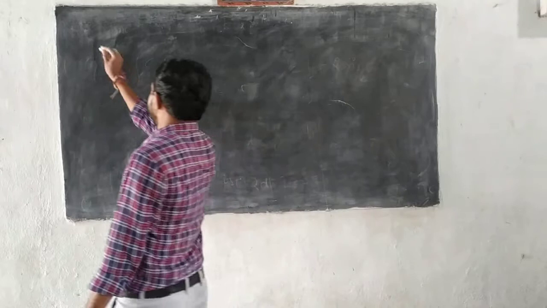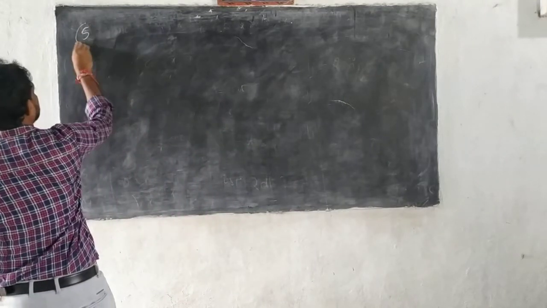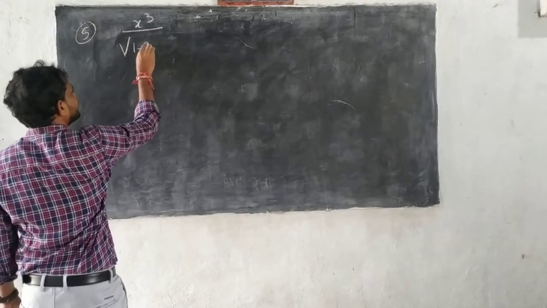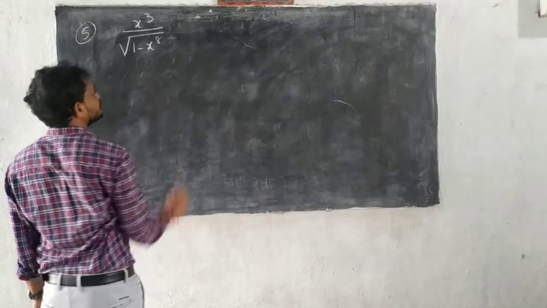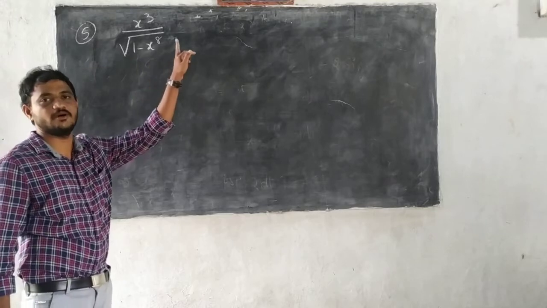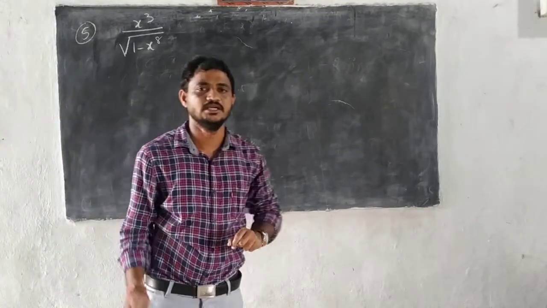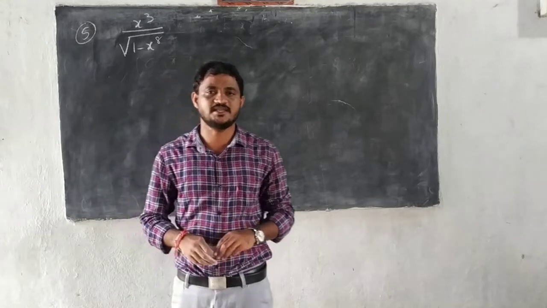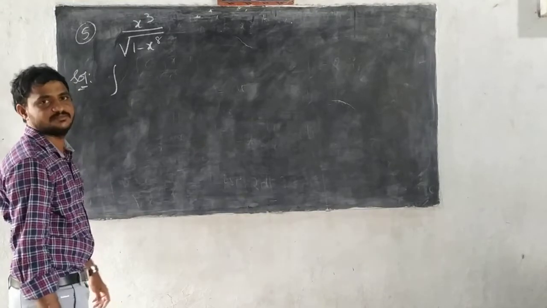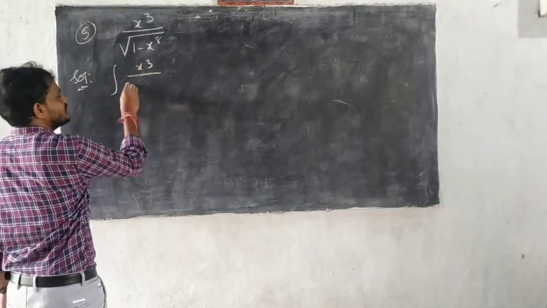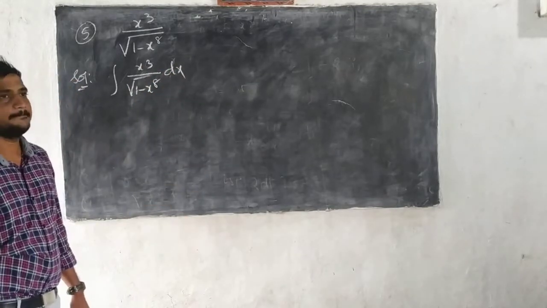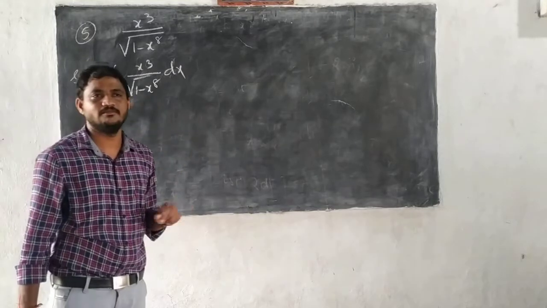Let us see one more problem. Integrate x cubed by square root of 1 minus x to the power of 8 with respect to x. So write the integration symbol, integration of x cubed by square root of 1 minus x to the power of 8 into dx. It is also not in standard form.